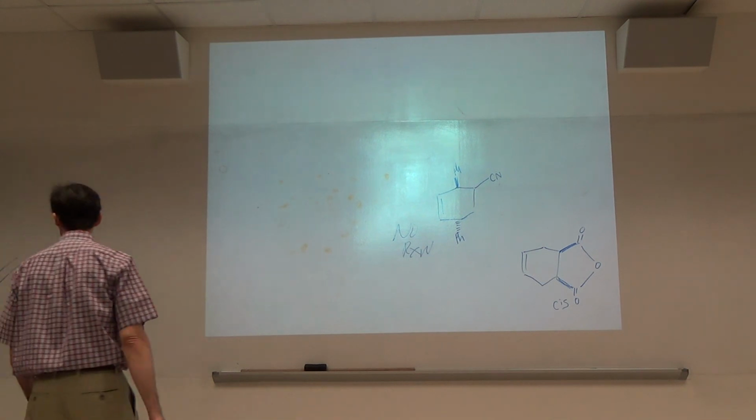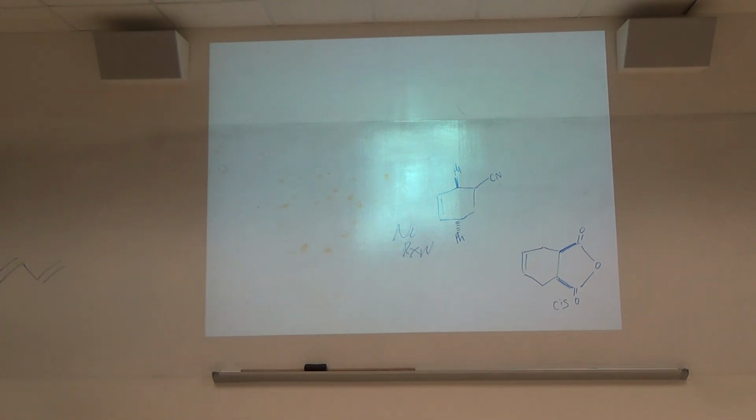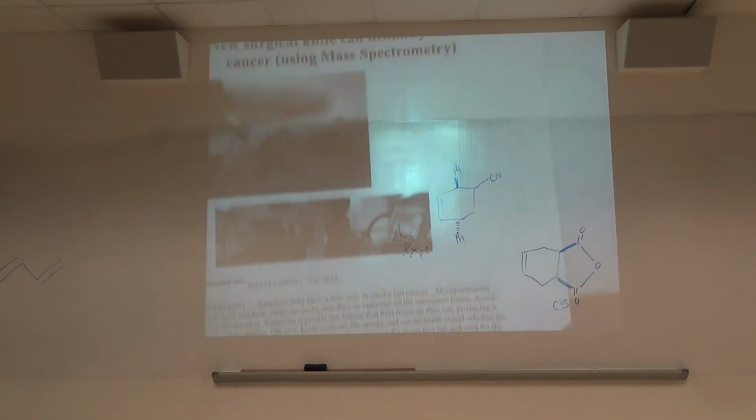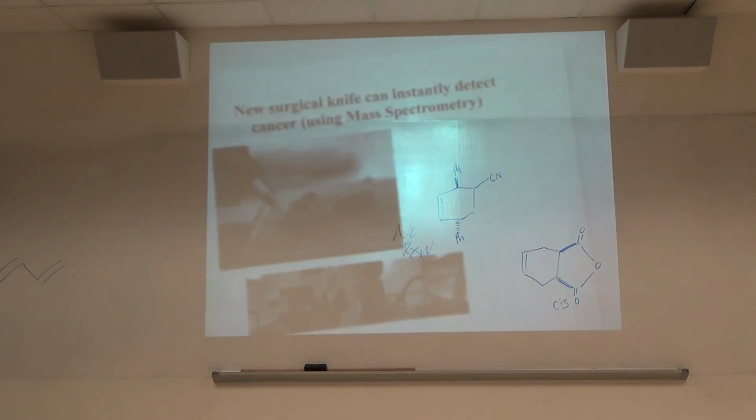Let's introduce mass spec real quick. Any questions about dyes, 1,2 and 1,4 additions, and Diels-Alder reactions? Mass spec here, a little info warm up.